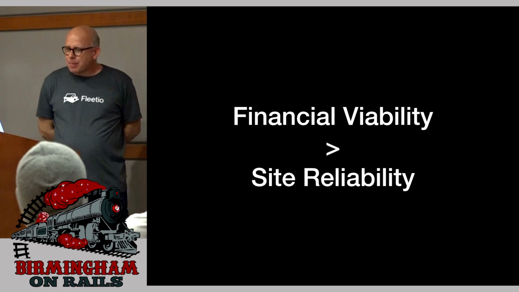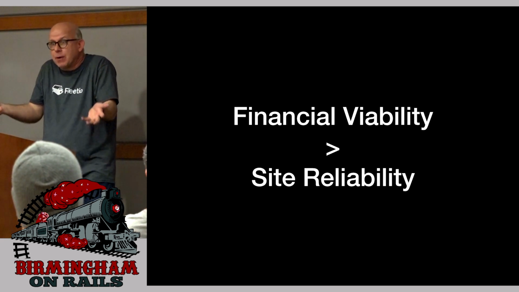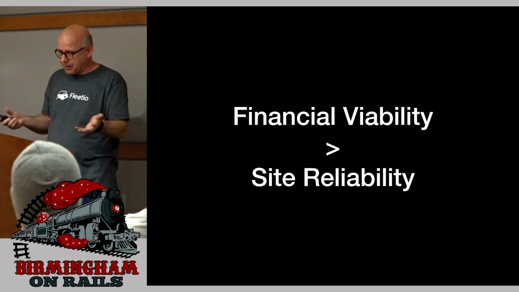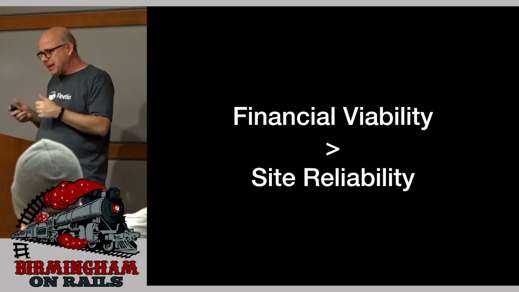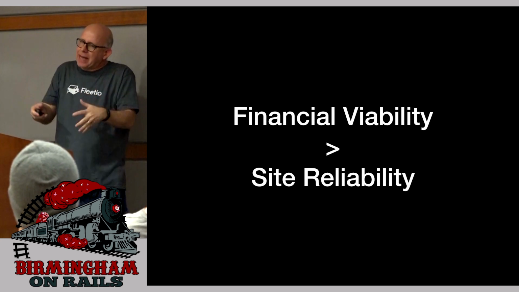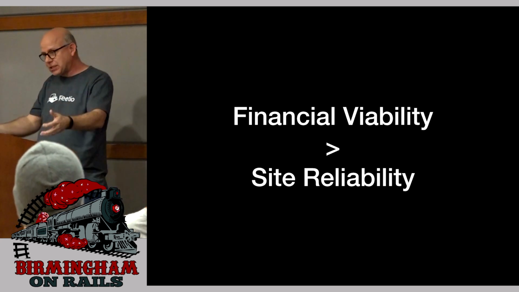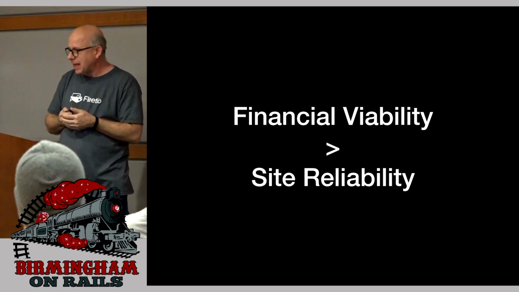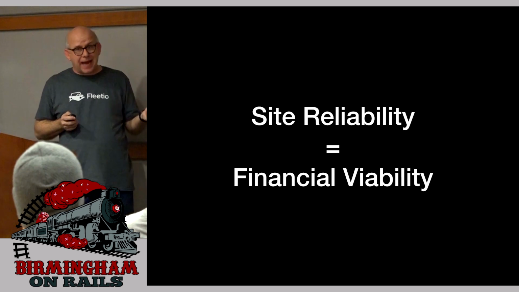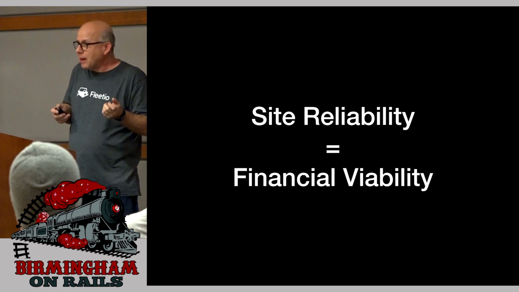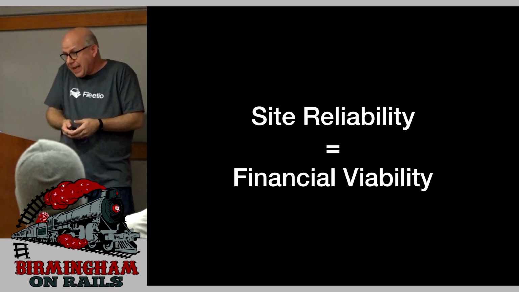And in the beginning of the app, our focus is on financial viability. We're trying to create something that somebody wants, and they want it bad enough to give us some money. And at that time, that's more important than the reliability of the app. As we begin to build out the functionality and people begin to buy and use our app, we add more functionality to satisfy their needs, and there comes a point where site reliability begins to equal financial viability. There comes a point where they're like, I can't use this thing if it doesn't work. I can't use it if it's too slow. I can't use it if it's broken.